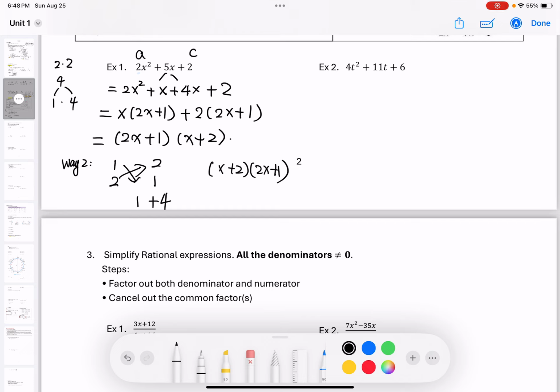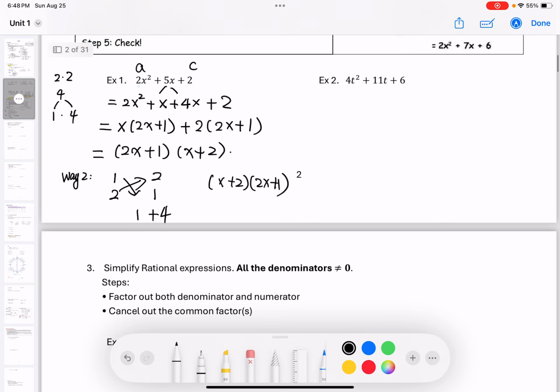So this one is 4t squared plus 11t plus 6. If I'm using the AC method, A is 4, C is 6. A times C is 4 times 6, 24. Find two factors whose addition makes 11. What are they? I know that 3 times 8 is 24. 3 plus 8, 11. Yes. So we can break down the 11t into 3t plus 8t. So 4t squared plus 3t plus 8t plus 6.